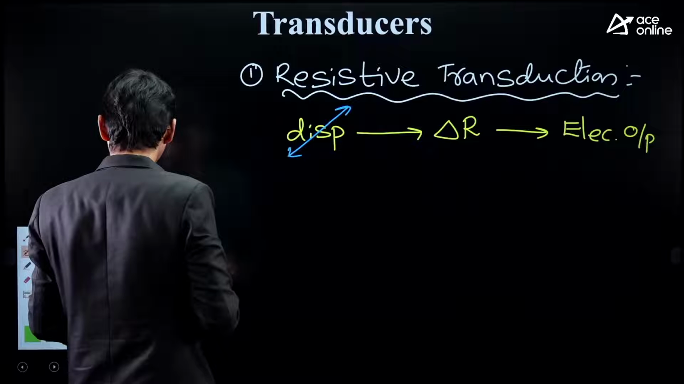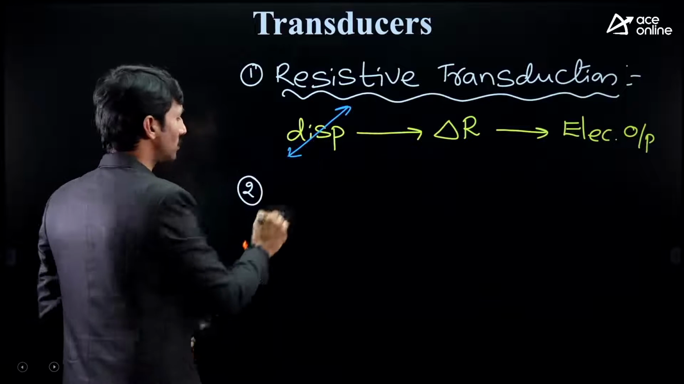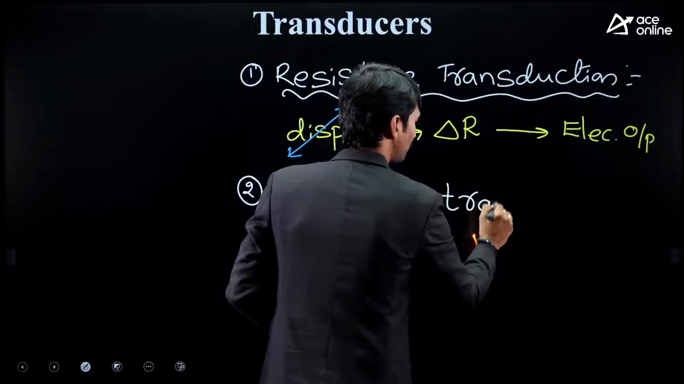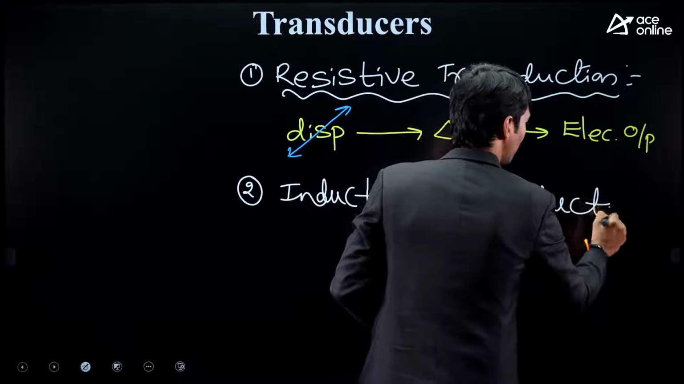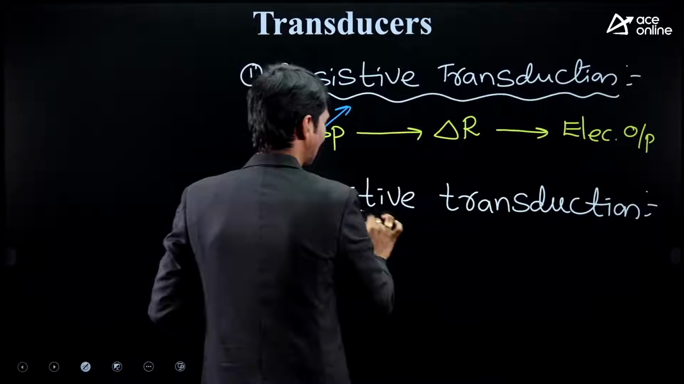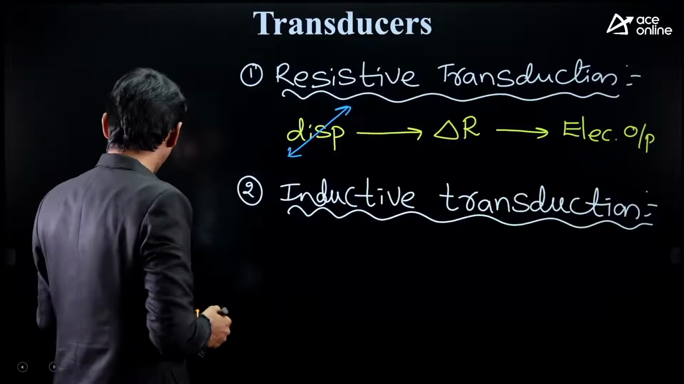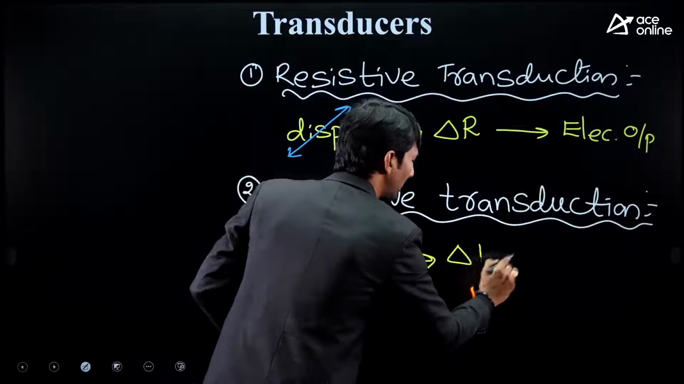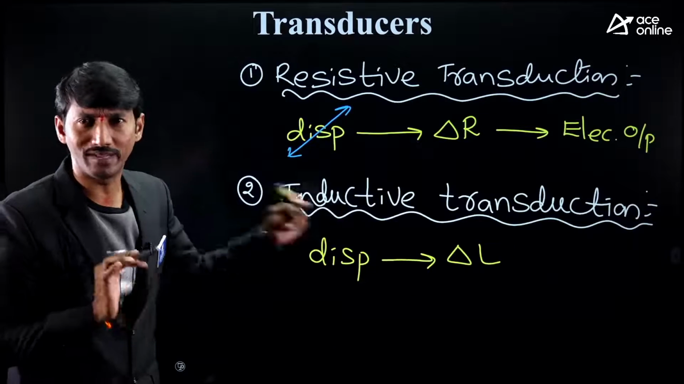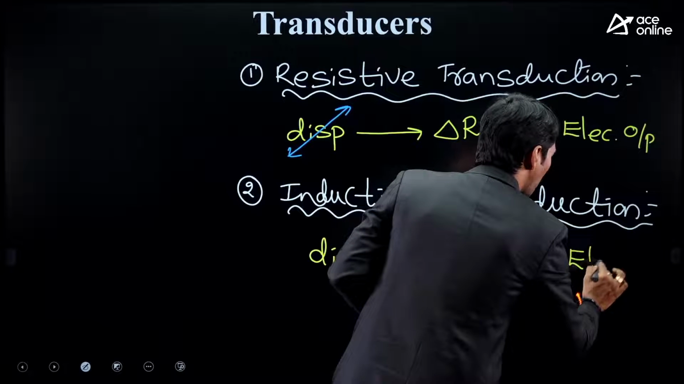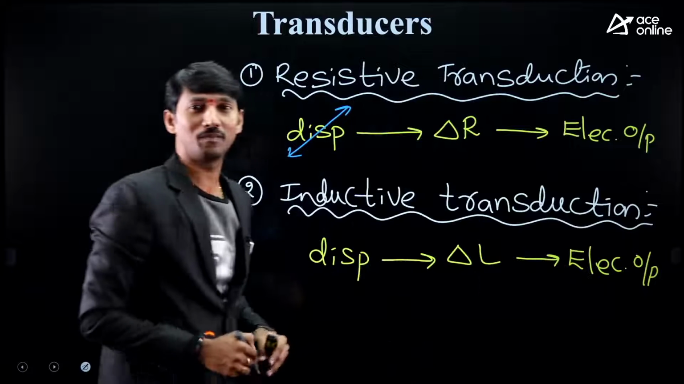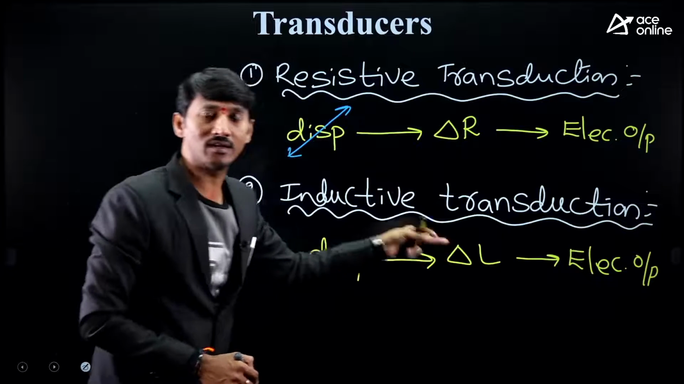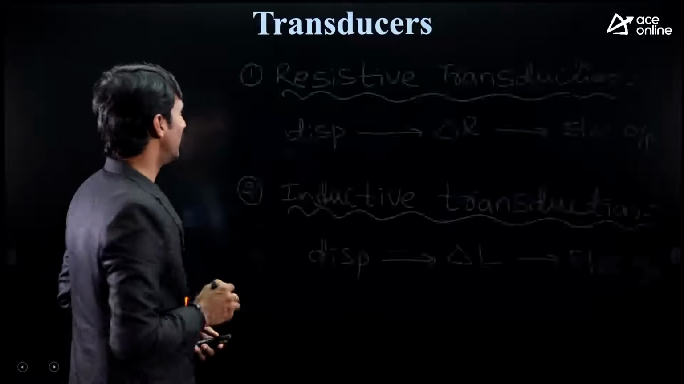Okay. Now second one. Simple. If you understand one thing, others are very simple. That is inductive transduction. Very, very simple, guys. Same thing. Displacement is given. Based on the displacement, change in inductance, either self-inductance or mutual, but I'm writing self for example. Based on this, corresponding electrical output. Very, very simple. What is the main role? Change in resistance, resistance transduction. Change in inductance, inductance transduction. Very simple.